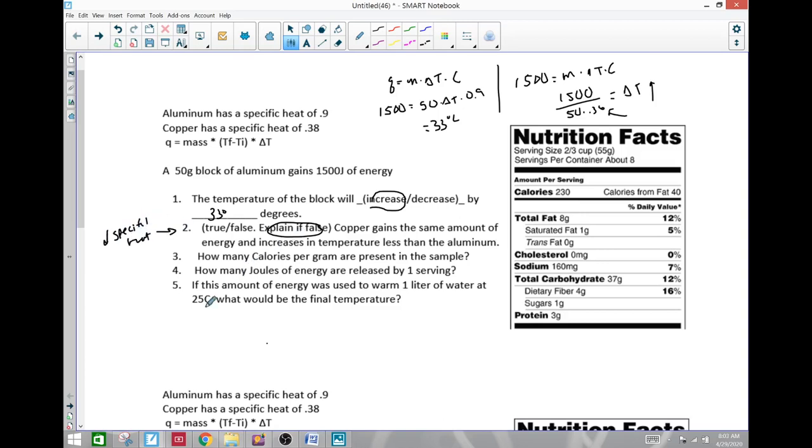If you want a non-mathematical answer, for the same amount of energy, it takes less energy to raise a degree, and since it's the same amount of energy, it raises more degrees.